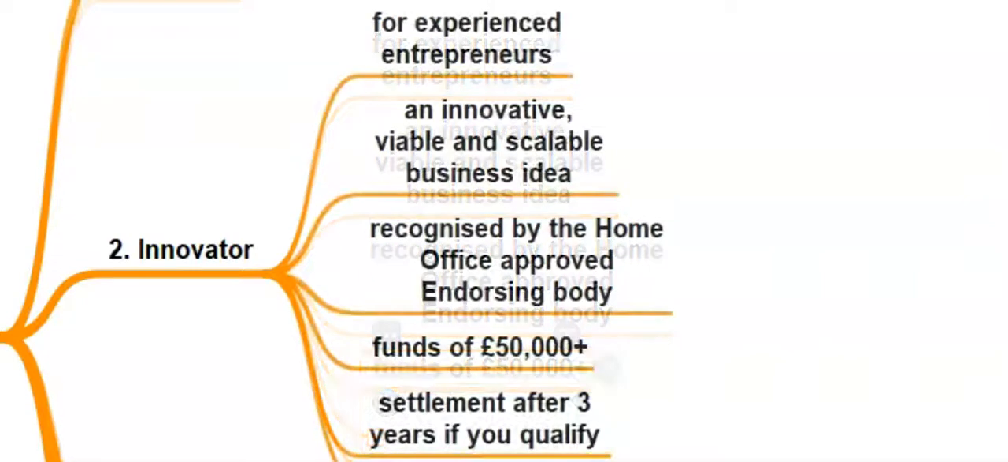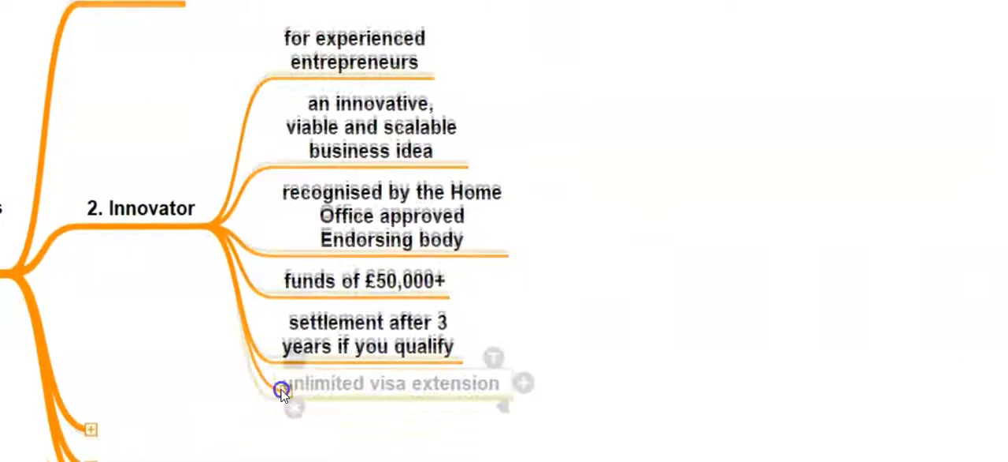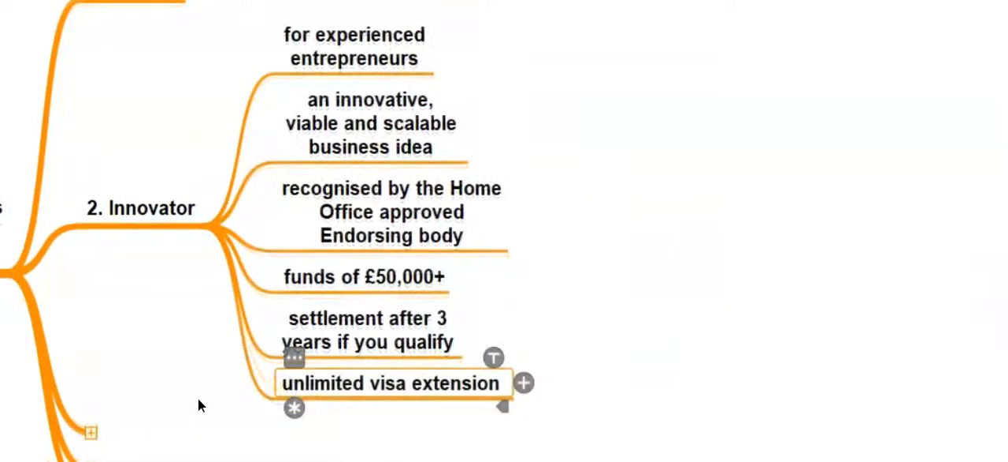The good news is that this visa allows you to settle only after 3 years. That is provided, of course, you meet all these requirements. If you do not want to settle here in the UK, if you don't want to apply for indefinite leave to remain, rather uniquely, you can extend your innovator visa indefinitely. So you can apply as many times as you want to, and the Home Office will continue granting your visa. However, of course, you will need to prove that you meet all the requirements for your visa extension.